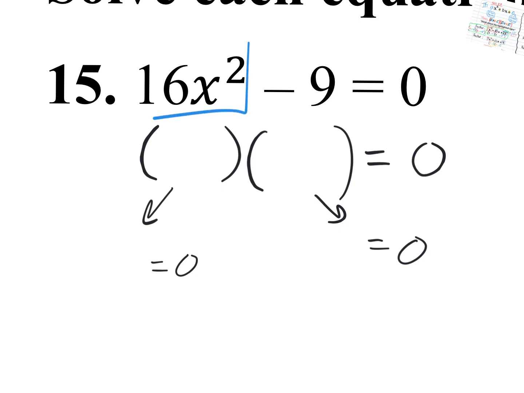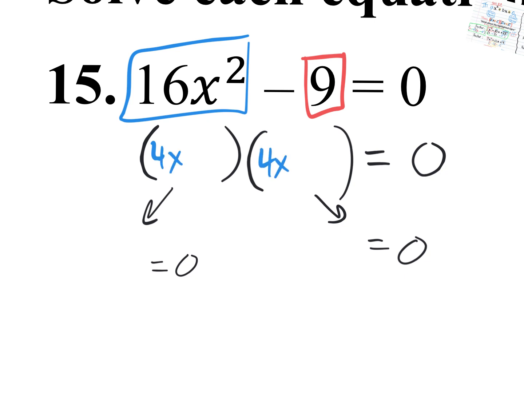Recognizing that if you have a perfect square term right here, you could square root it and put it as a first part of each of your binomials. And if you have a perfect square term over here, you could square root it and put it as the second part. So the square root of 16x squared, that is 4x. So that would be the first part of that binomial, first part of that binomial. And then we have the square root of 9, which is 3. Put it as a second part of that binomial, as a second part of that binomial. And of course, the signs have to be different. One has to be plus, one has to be minus.